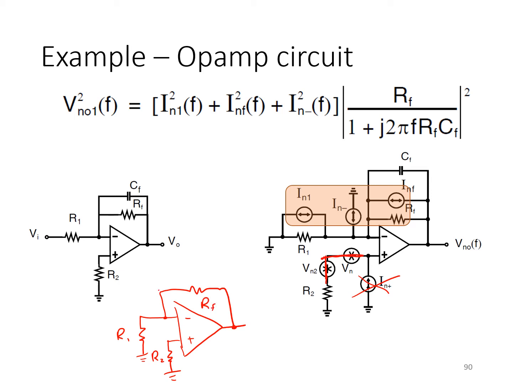Here's RF, and here is the feedback capacitor CF. And any one of those noise currents can be considered like this. Okay, and so the output noise that results due to any one of these noise current sources simply sees a gain of RF at low frequencies, and there's a low pass filter there with a time constant of RF CF.